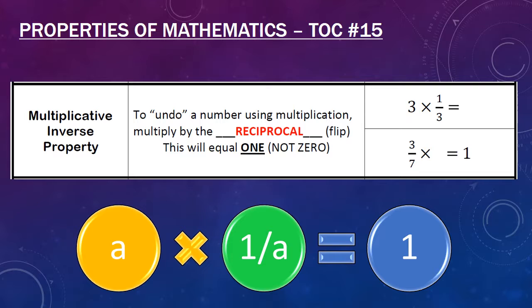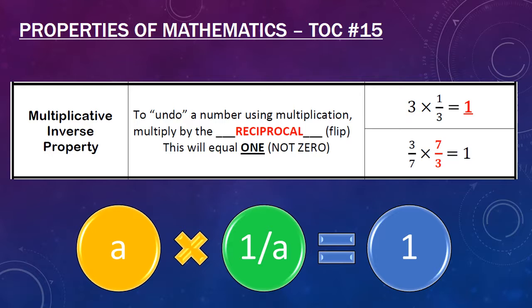So if you think of 3 times 1/3, the inverse of 3, we put that over 1, and then we flip it upside down and we get 1/3, and that will give us 1, because 3 times 1 is 3, 1 times 3 is 3, we get 3 over 3, that gives us just 1. So what would my reciprocal be of 3/7? The answer should be 7/3.